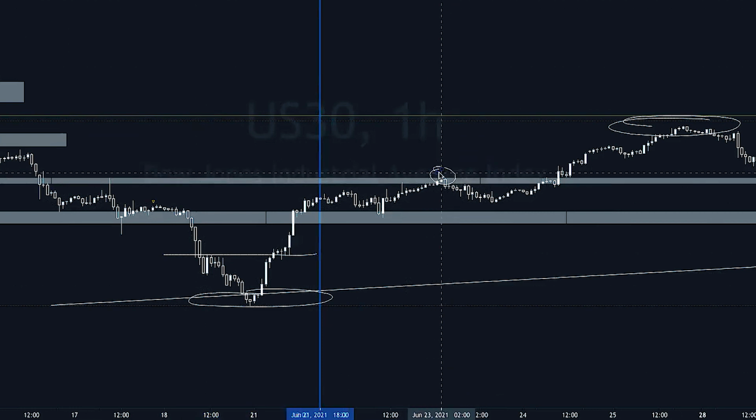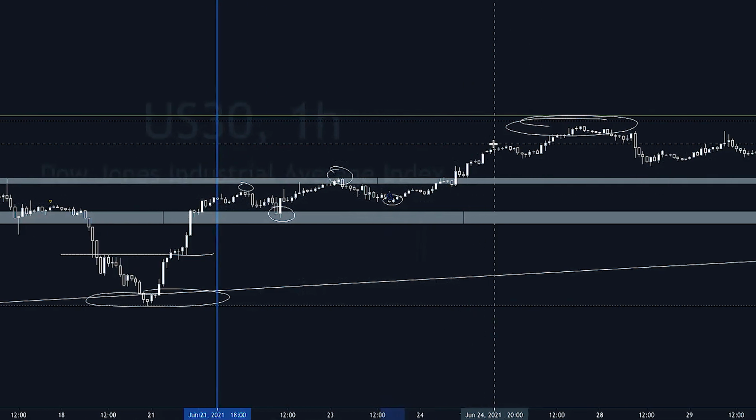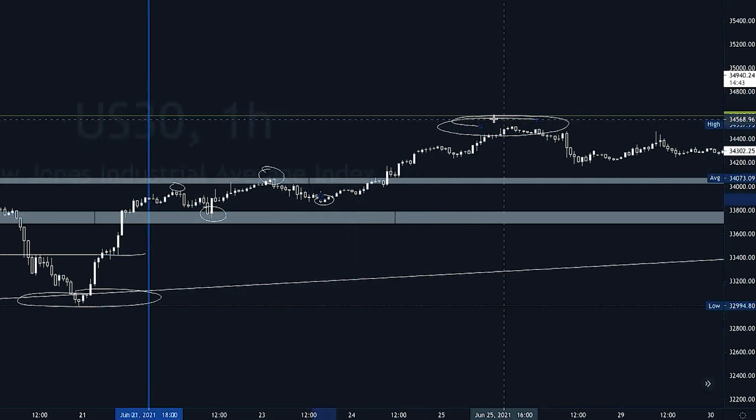Got your higher high happening here. Got your higher low, right? Impulse. Higher low. Higher high. You can identify this as such if you like. That's very minor. And then you got your higher high here, higher low. This low is higher than this low. And then it broke structure again to create an even higher high here, higher low.